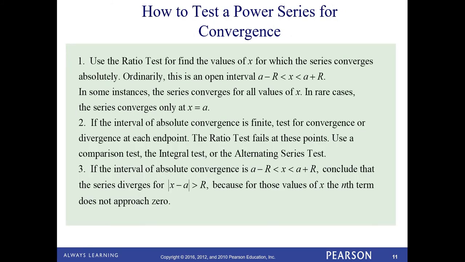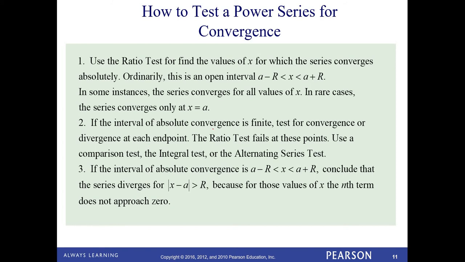How to test a power series for convergence. These are the steps you're going to go through when you see a power series. One, use the ratio test to find the values of x for which the series converges absolutely. In some instances, the series converges for all x. In rare cases, only at a particular point. So use the ratio test to find an interval of convergence.